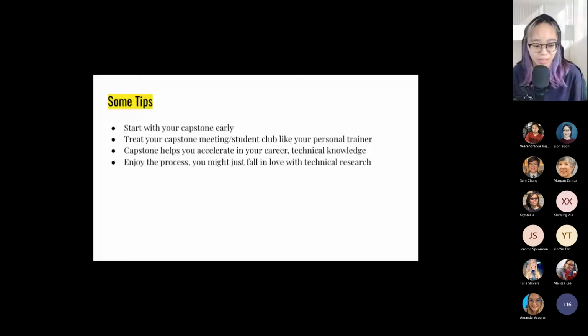The first point is definitely to start with your capstone early. And what does that mean to start your capstone? There's a lot of elements to it. It includes finding a topic, which can be challenging, especially when there are so many things out there and you cannot really make up your mind. There are more than one thing that you're interested in. And then you also need to research on the things that you're interested in to, in the end, decide which one is the one you're going to stick with.